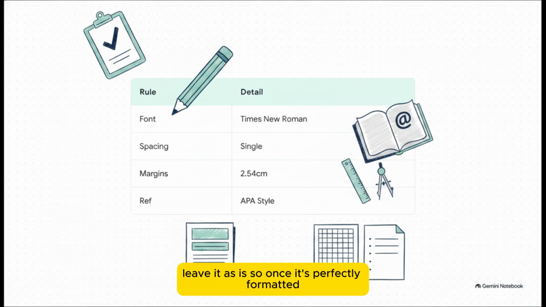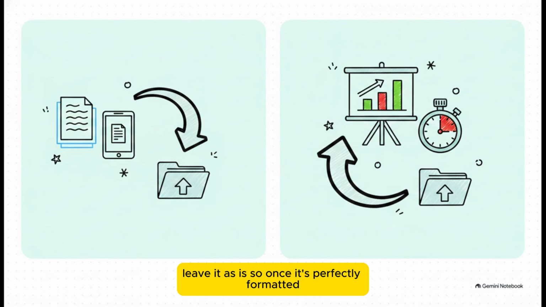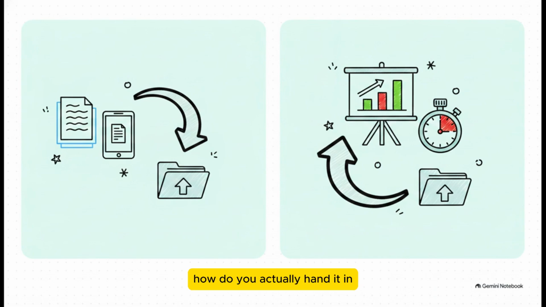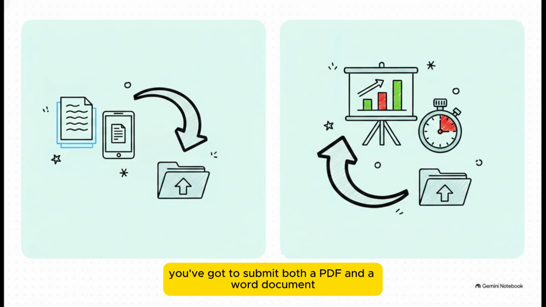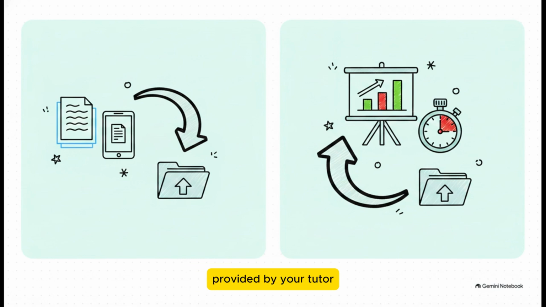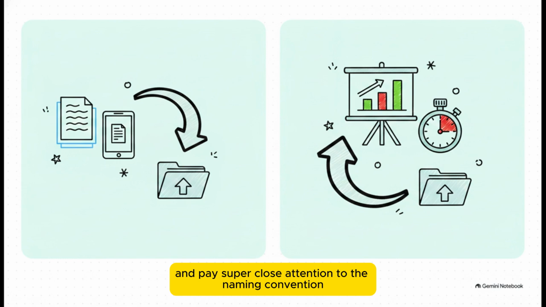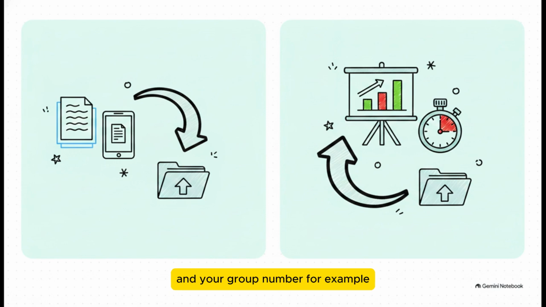Leave it as is. So once it's perfectly formatted, how do you actually hand it in? Notice the two very distinct differences in submission protocols here. For the written report, you've got to submit both a PDF and a Word document through a Microsoft Forms link provided by your tutor. And pay super close attention to the naming convention. It literally has to be your section, an underscore, and your group number. For example, AC1A underscore group 2.